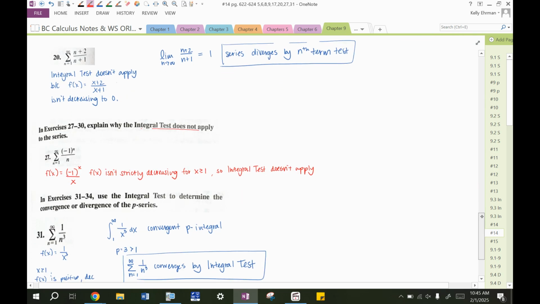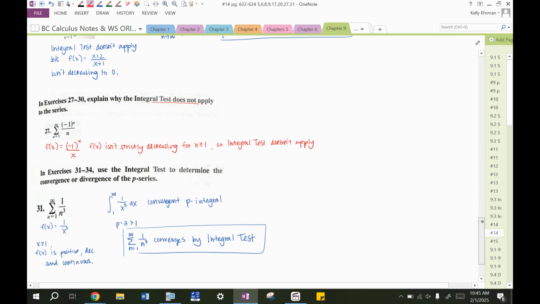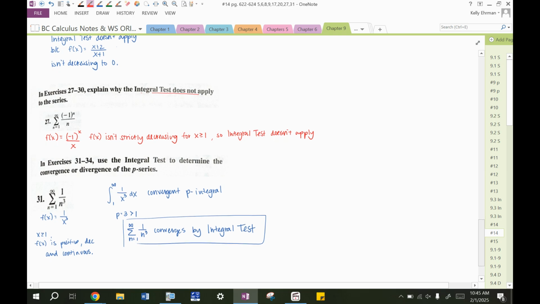All right, number 27, explain why the integral test doesn't apply to this series. Now this is an alternating series, remember, where the terms are going to go like this. So even though they might be approaching 0, they are alternating. So this function would not be strictly decreasing, even though the terms are approaching 0. So that's why that doesn't apply.